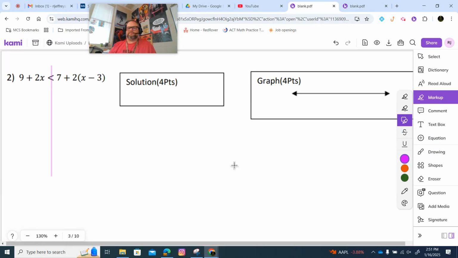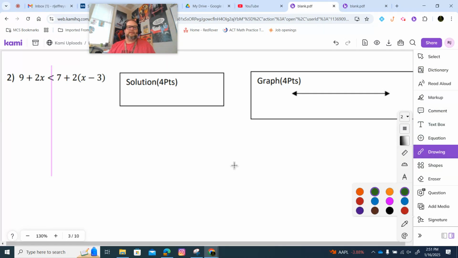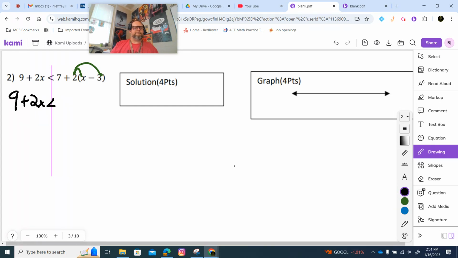All right. So I do have to distribute. Good luck. So 2 times x is 2x. 2 times -3 is -6. Exactly.